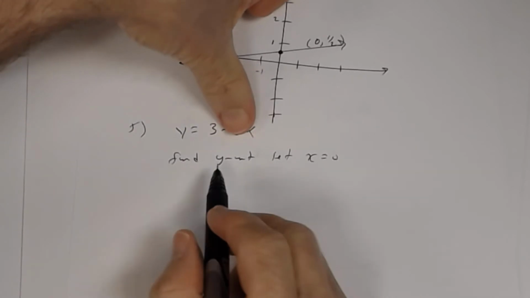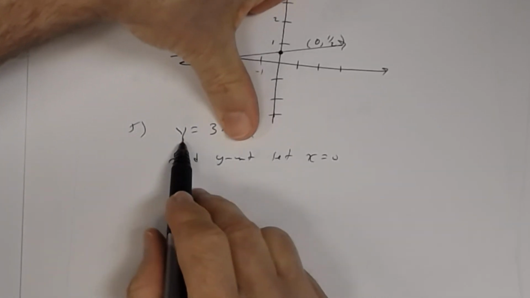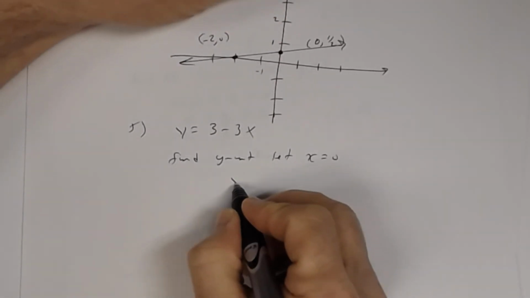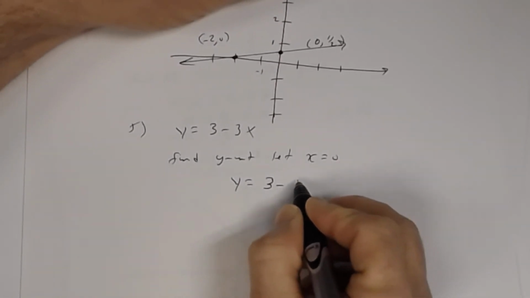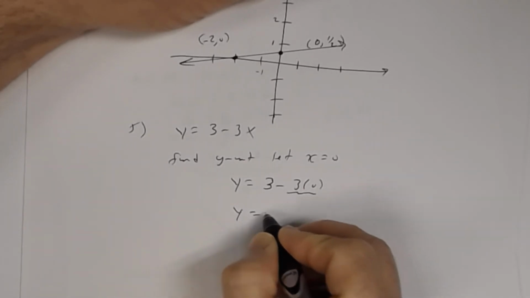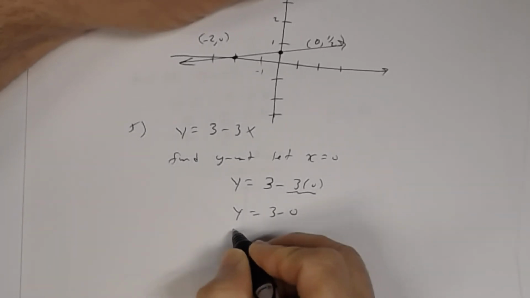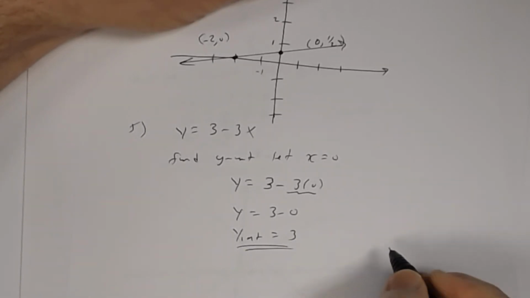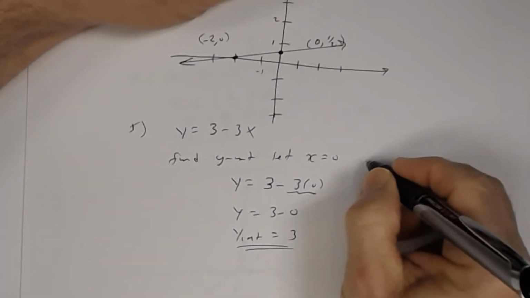And you don't have to, you can put your thumb over it and just say, well, that's going to be y equals 3. And y is already by itself. So I get y equals 3 minus 3 times 0. 3 times 0 is 0. So I get y equals 3 minus 0, which is 3. So I found the y-intercept to be 3.